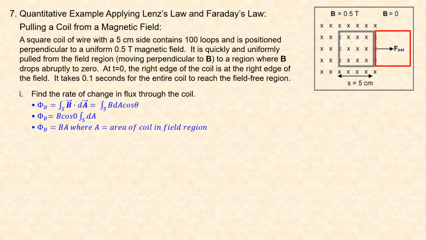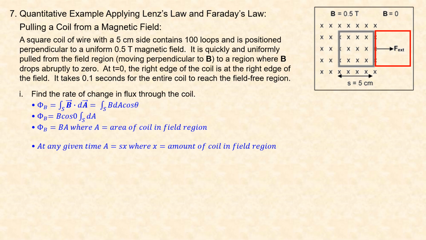And therefore, our flux is simply going to be equal to the magnetic field strength times A, the area, but it is not the area of the loop, it is the area of the coil that is actually in the field region. So at any given instant in time, that area of the coil in the field region will be given by this expression S times X.